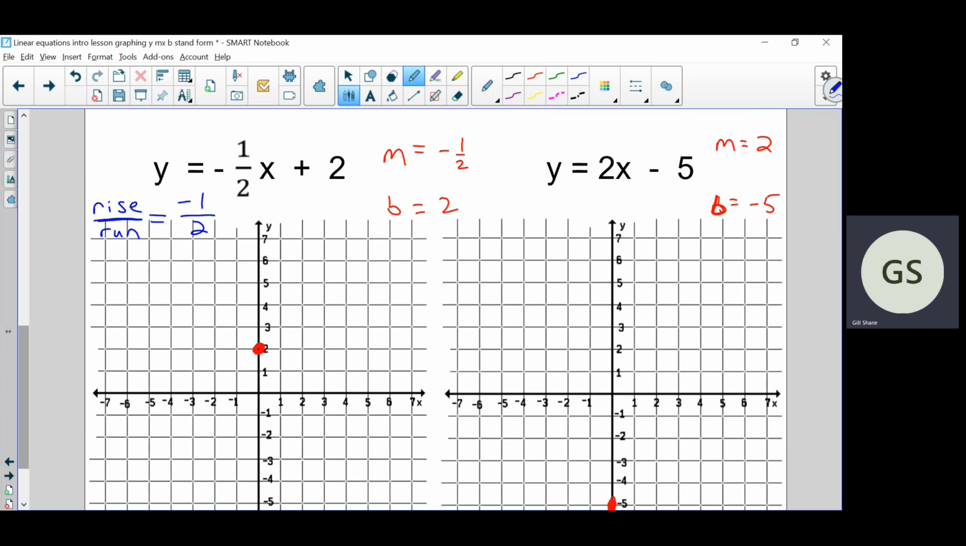Well, my run number is positive. I go 2 to the right. My rise number is negative. I go down 1. And that's pretty much where my line would go. Kind of missed the points, but that's okay. So that would be the way my line would go.